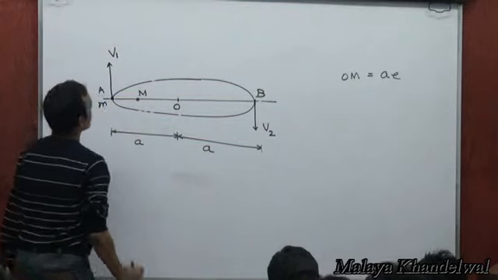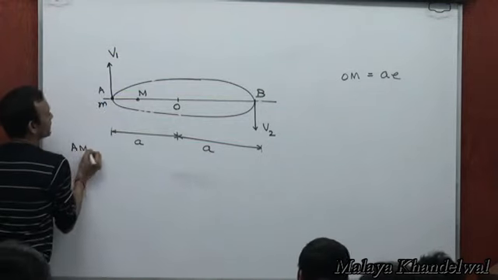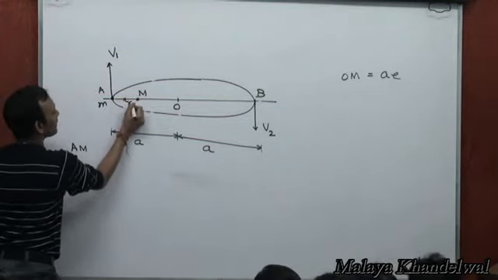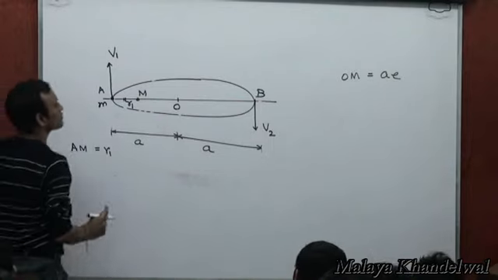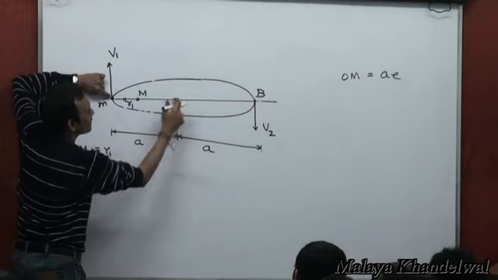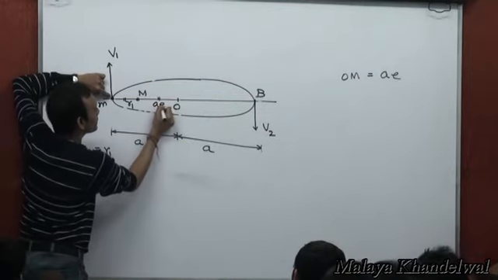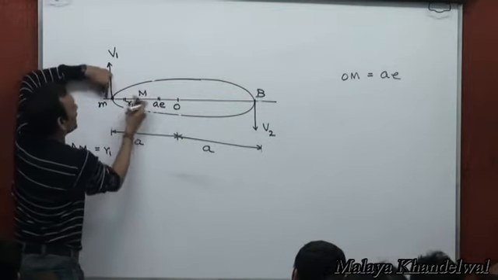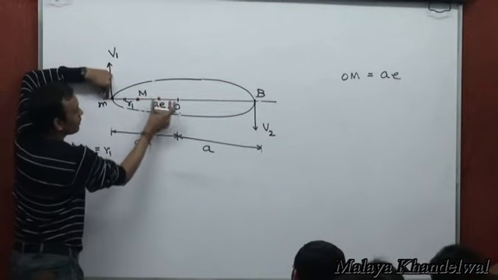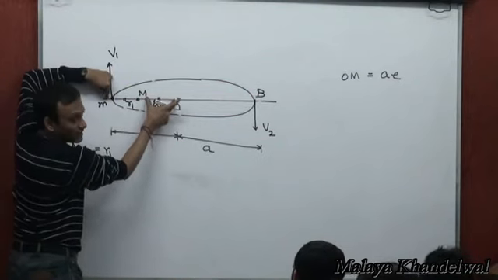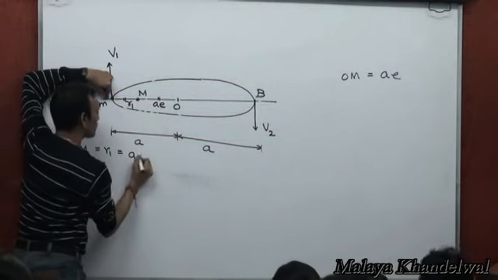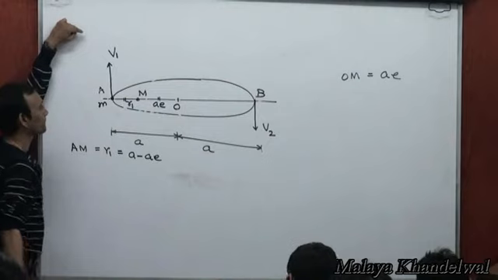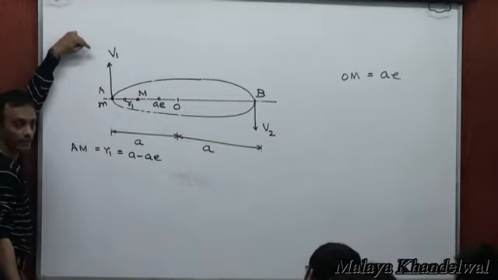Now, AM, let's say, is R1. AM is R1, which is very clearly, this is A, and this length is AE. So, AM would be A minus AE. R1 would be A minus AE. That's R1, which is AM, right?